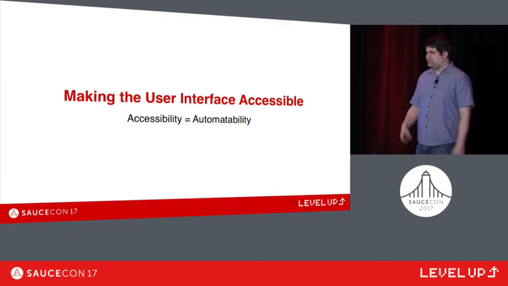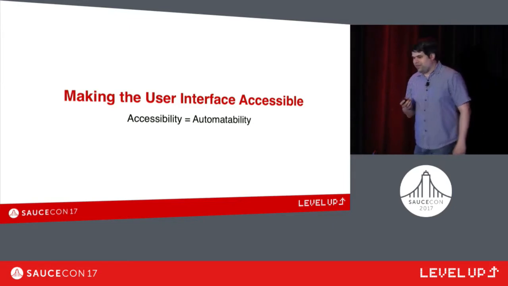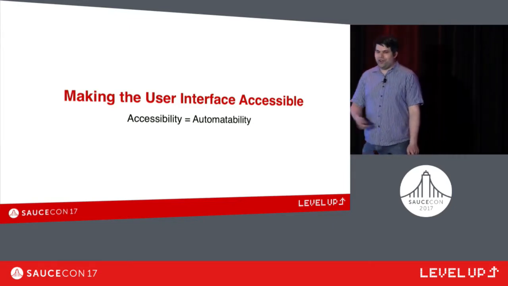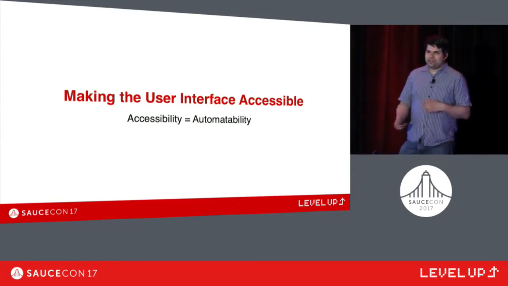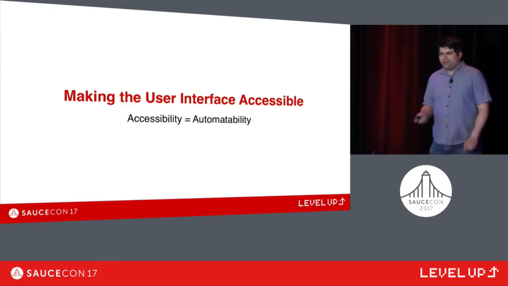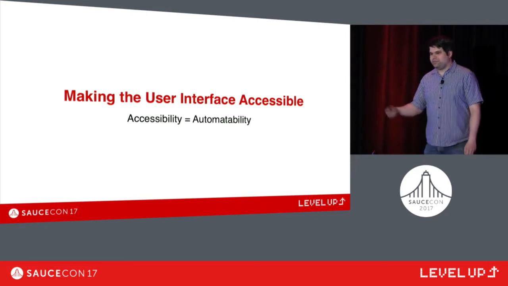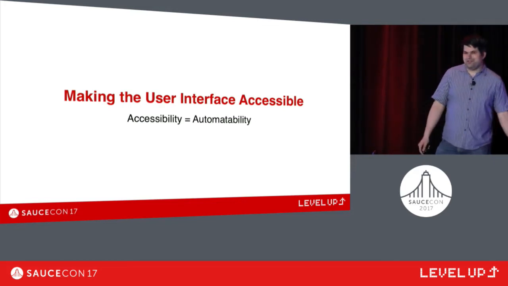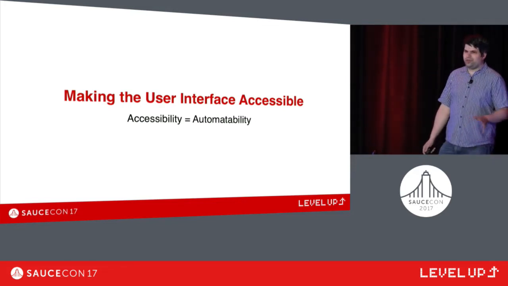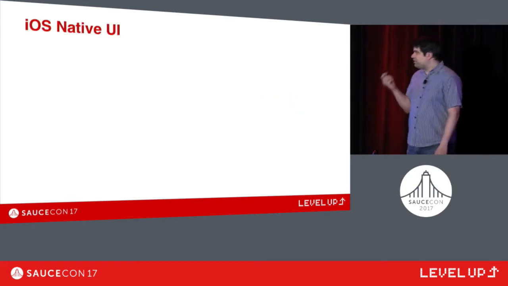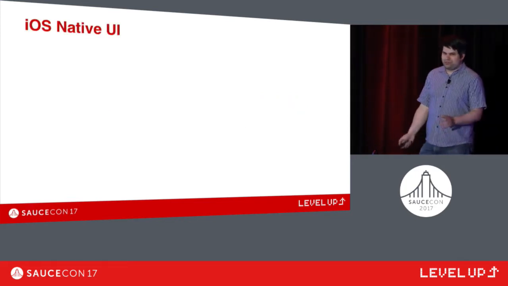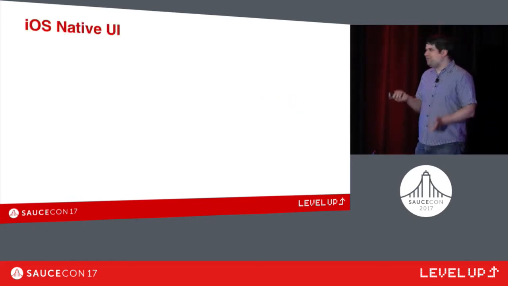Anyways, so moving on. I'll talk now about making your user interface accessible and the link between accessibility and automatability. So with most of the automation frameworks out there, they just hook into the accessibility features of the operating systems or platforms they run on. Selenium is a different case, but with Appium and with other tools out there, that's the way they work. So just a quick overview if you've never done this before.